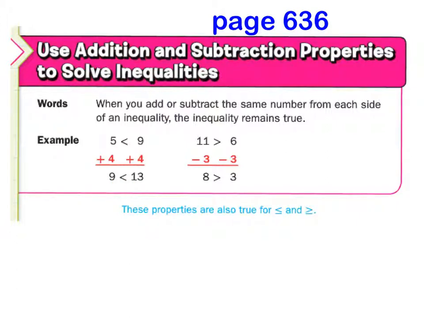And the same is true for subtraction. If I subtract 3 from the left, I have to subtract 3 from the right. And 11 minus 3 is 8, which is still larger than 6 minus 3, or 3. So these properties are also true for the less than or equal to and greater than or equal to signs.